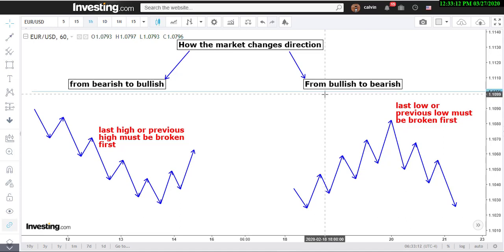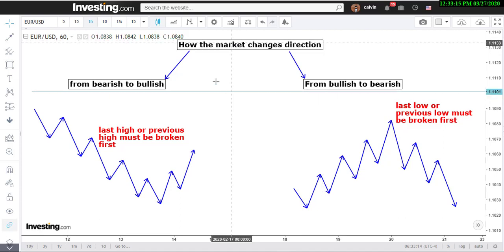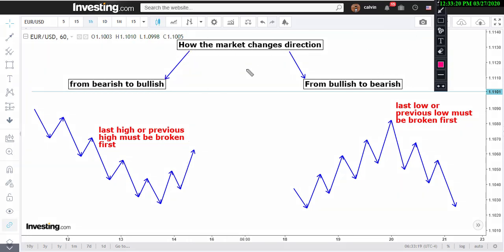Hi everyone. In today's video I am going to show you how the market changes direction from moving to the downside and then changing to move to the upside. Even in here I'm going to show you when the trend is bullish, how does it change to be bearish. So let's get down to it.